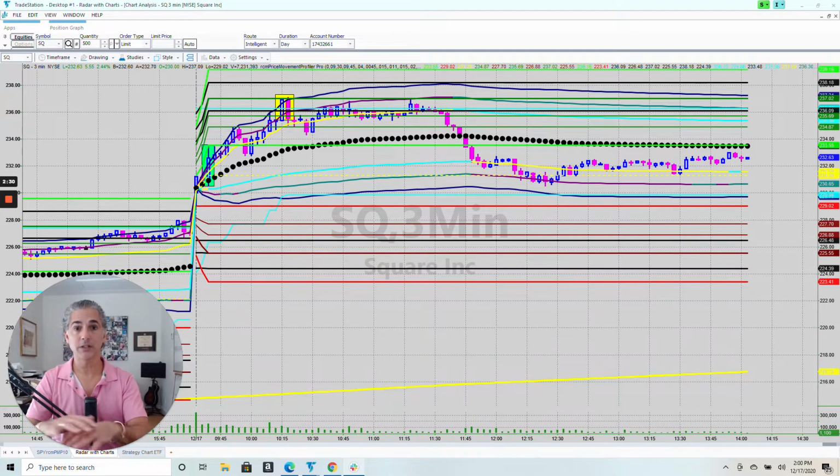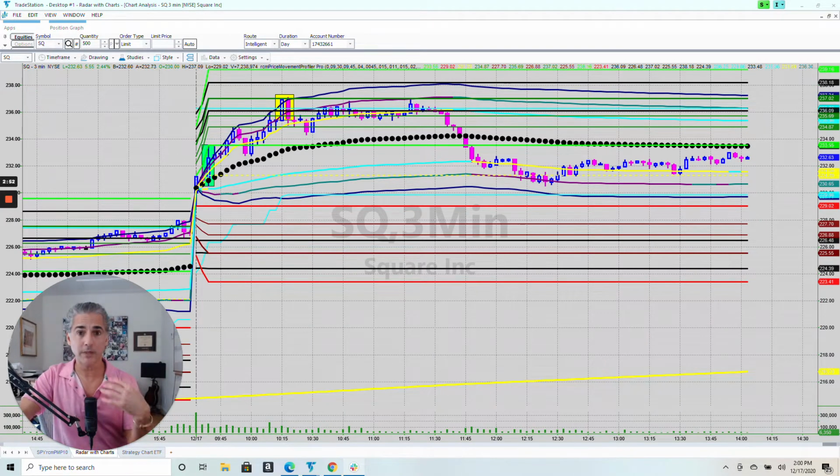Look up VWAP. It's probably the largest algos out there, institutional algos that are using algorithms to buy stocks, use VWAP in one way or another. So it's an incredibly important piece of information to understand and to master if you're going to be day trading. So the black dots are the VWAP, volume weighted average price.